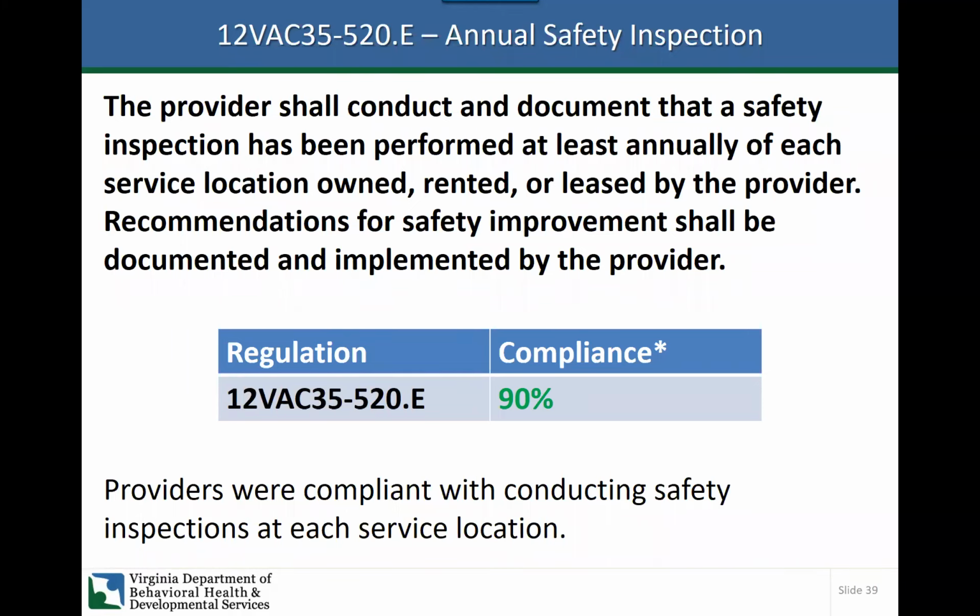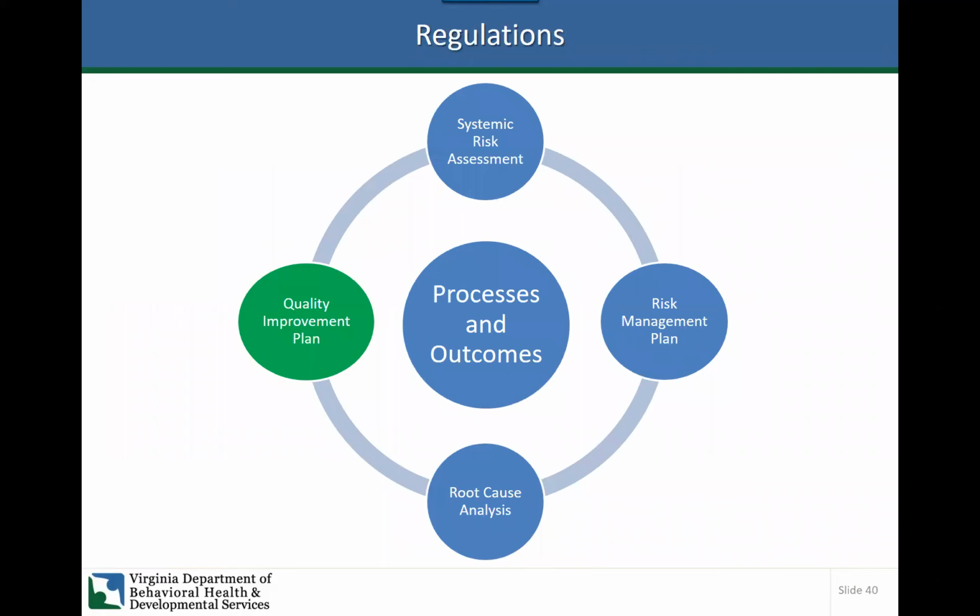So the next slide for me is just kind of a transition point to 620, which is about quality improvement. But I put it here to remind everyone as a visual that there is a relationship of all of these regulations, whether we're talking about systemic risk assessment, risk management plan, root cause analysis, or quality improvement. The central idea is to improve the provider's processes and outcomes for individuals served. So it is all connected.